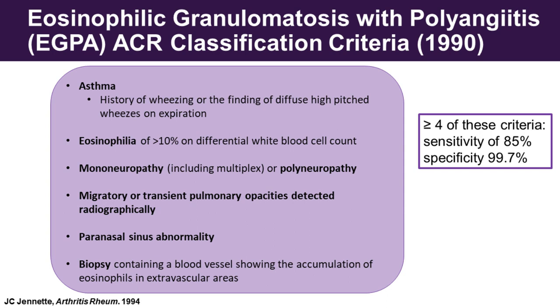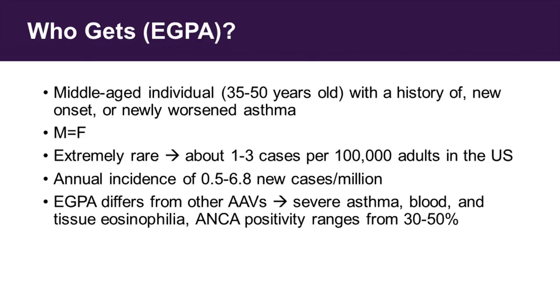So like I said, 4 or more of these has a sensitivity of 85% and a specificity of 99.7%. In 2012, the Chapel Hill group met and tried to discuss the utility of ANCA and what role that should play in some of these criteria. And right now there is a lot of discussion in the vasculitis community about trying to come up with more specific diagnostic criteria.